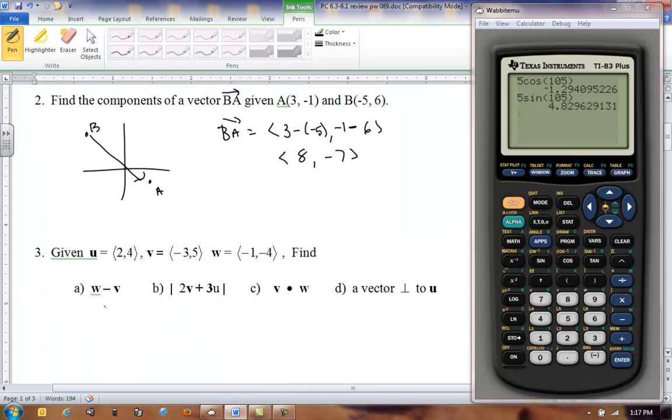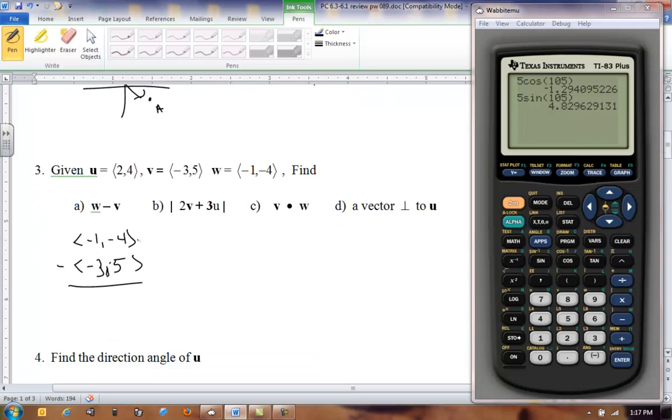Given subtraction, W minus V, just subtract the components. W is negative 1 comma negative 4, V is negative 3 comma 5. You're subtracting, so just go ahead and subtract them the way it says to. Negative 4 minus 5 is negative 9. Negative 1 minus negative 3 is plus 3, that's 2.